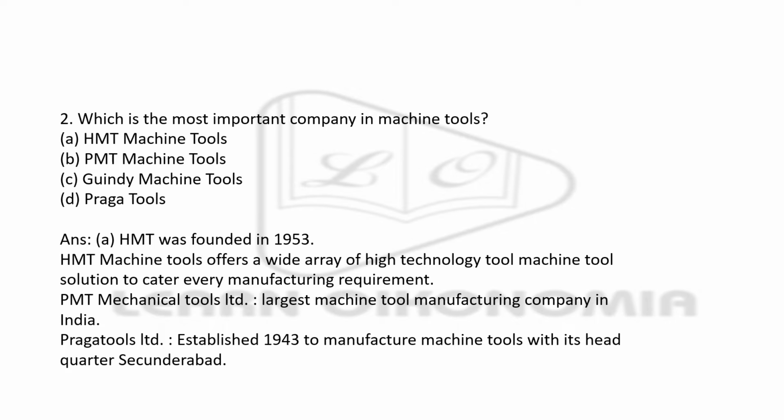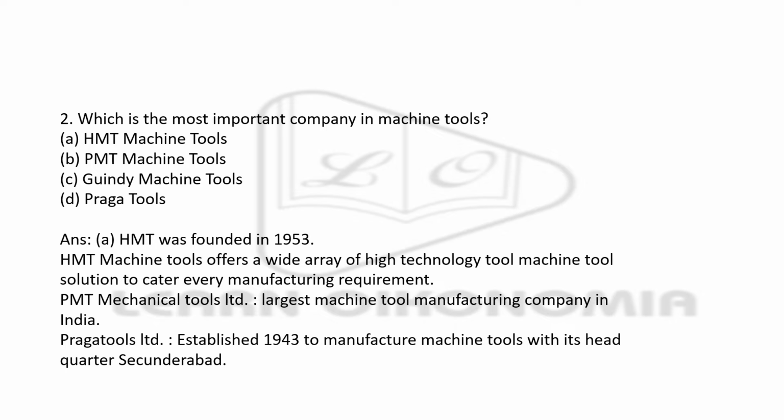Next question, which is the most important company in machine tools? HMT machine tools, PMT machine tools, Gundi machine tools, and Praga Tools. The right answer is option A, which is HMT machine tools. This is actually something which was founded in 1953, which offered an array of high technology machine tools. And this offers solutions to cater to every manufacturing requirement as well.